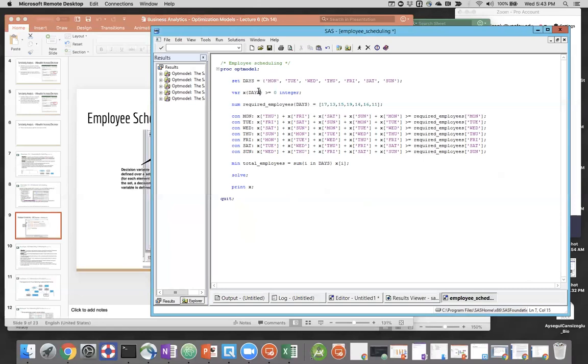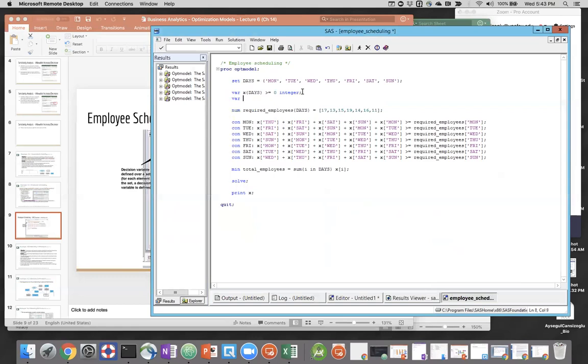Okay, and I'll show you how it is used here. So basically here we are defining a decision variable, which is X, and X is the number of employees who are going to start on the corresponding day. As you can see, I use days when I define the decision variable. So what does this do? An alternative to this is the following.